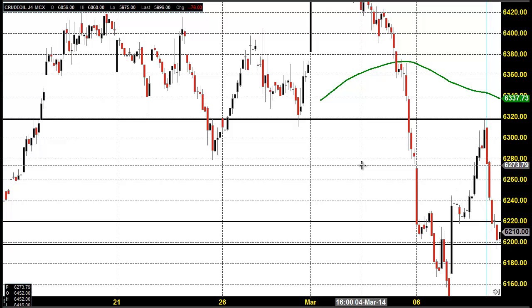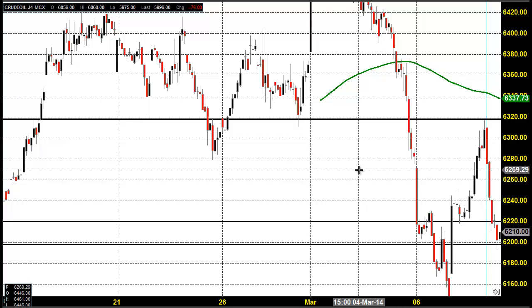The difference is now we are moving to the next contract. Since the previous contract is likely to expire soon, we are moving to the next contract, so all the support and resistance will be quite different, and we are going to look into that in detail.